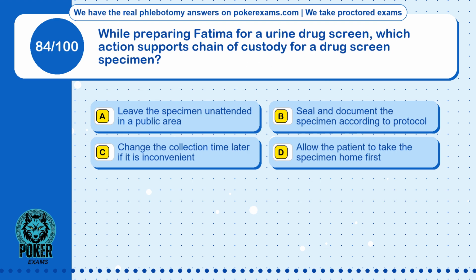Question 84. While preparing Fatima for a urine drug screen, which action supports chain of custody for a drug screen specimen? Option A. Leave the specimen unattended in a public area. Option B. Seal and document the specimen according to protocol. Option C. Change the collection time later if it is inconvenient. Option D. Allow the patient to take the specimen home first.